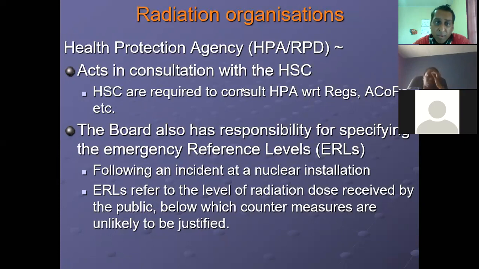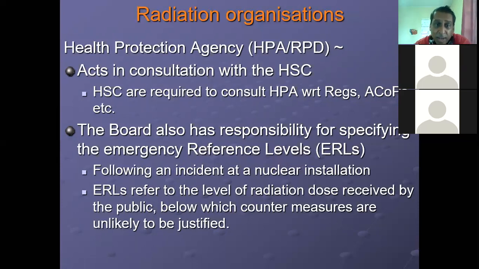The board, which is the board of the Health Protection Agency, has responsibility for specifying the emergency reference levels, right? And we learned that, I can tell you now, but you learn that as the lessons go along anyway, right? Following an incident at a nuclear installation, the emergency reference levels refer to the level of radiation dose received by the public, below which countermeasures are unlikely to be justified, right?